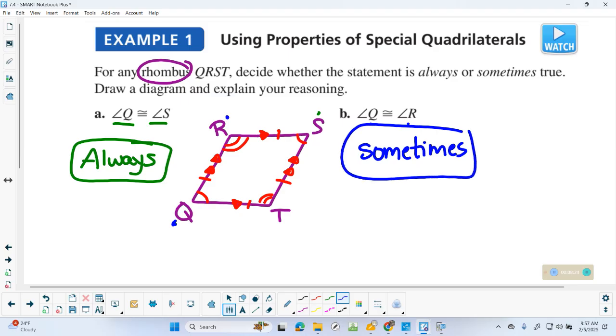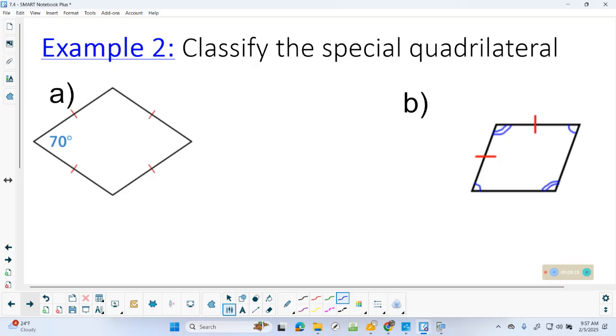Hopefully you draw better than I do. That wasn't too painful. I like it. Let's look at the next pictures. Classify the special quadrilateral. Okay. All right. Well, I'm going to start old school. I'm going to start with first figuring out, is it a parallelogram? Okay. Yes, it's a parallelogram.